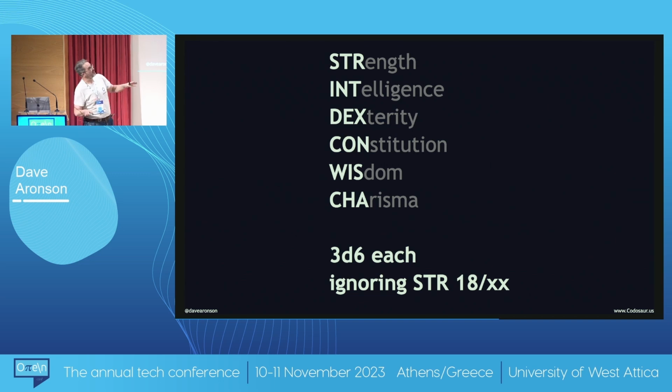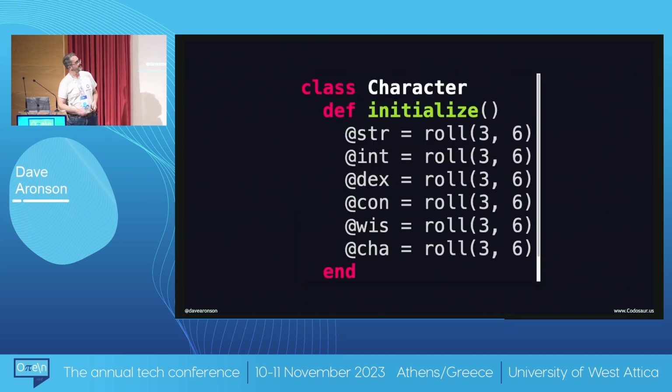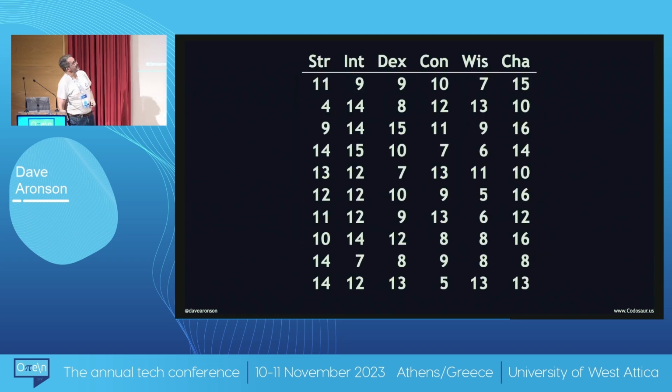And I'm going to gloss over how you can sometimes have extra strength. No, you can't in this simplified example. In Ruby, that might look like this, with the roll function being left as an exercise. The initial population might look something like this.